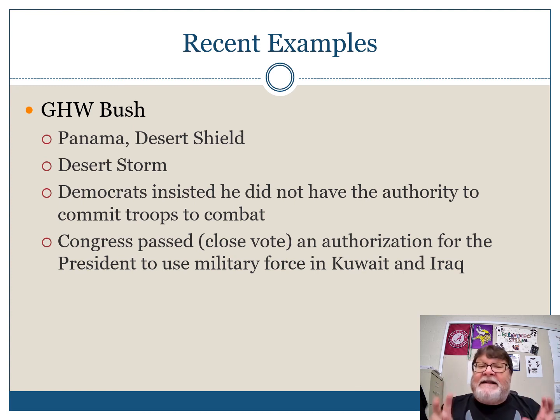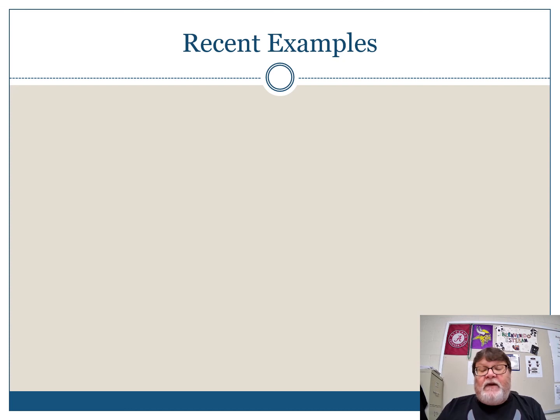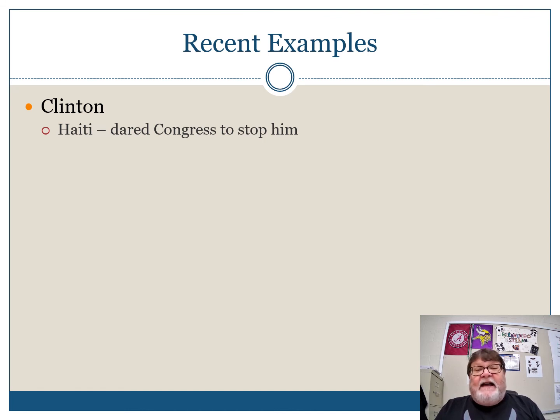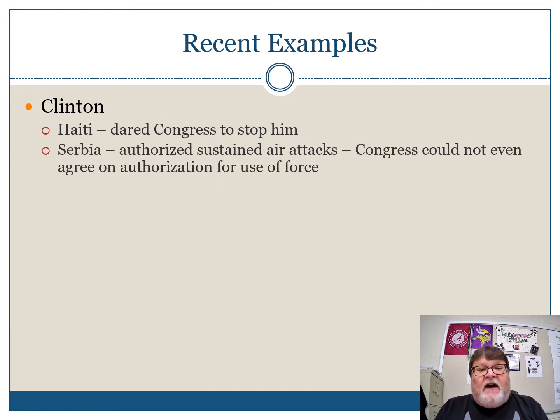So is it war or is it not war? And that's really where we're at. Congress said go ahead and do it. So the president did it without a formal saying we declare war. Okay, so the last set, just a bunch of examples here. Clinton, in Haiti, he sent troops into Haiti and dared Congress to stop him. Congress, of course, did not. They complained about it, but they didn't stop him.